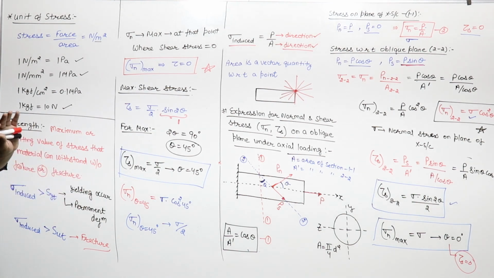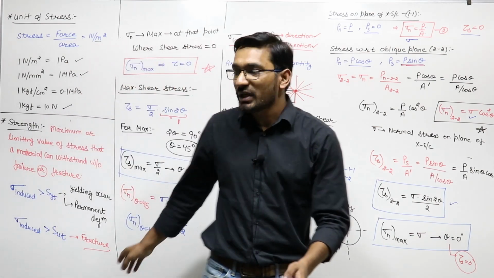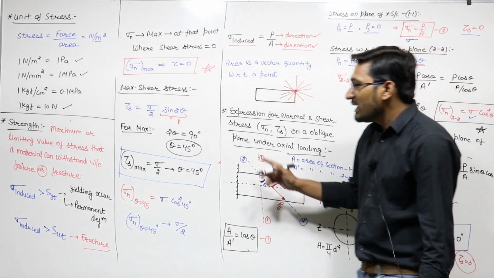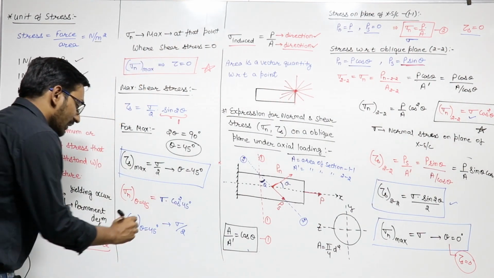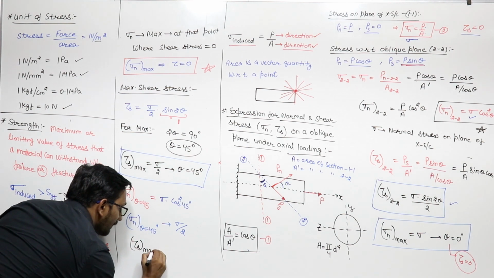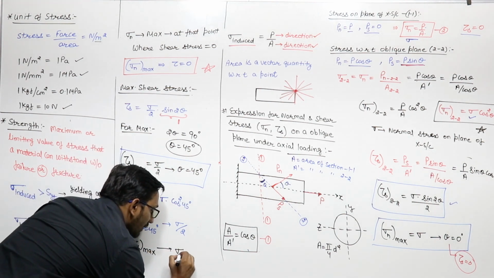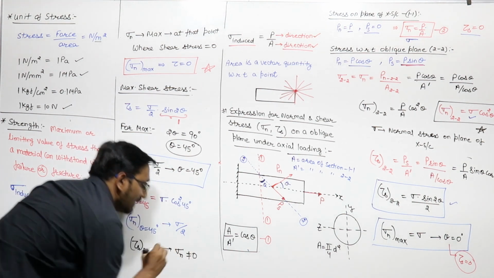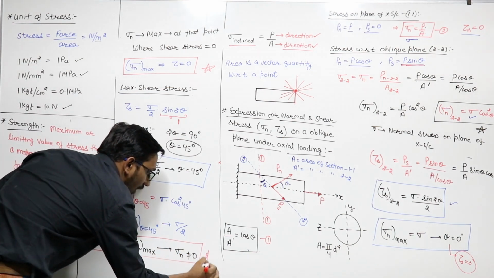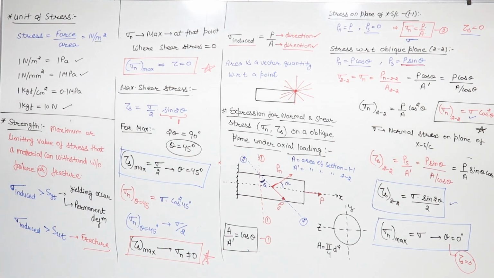It is not 0. That means the second important conclusion from this is that where shear stress is maximum, at that point normal stress cannot be equal to 0.